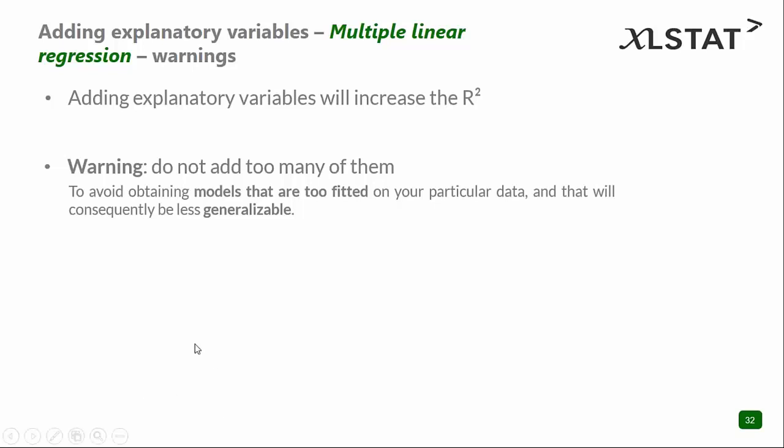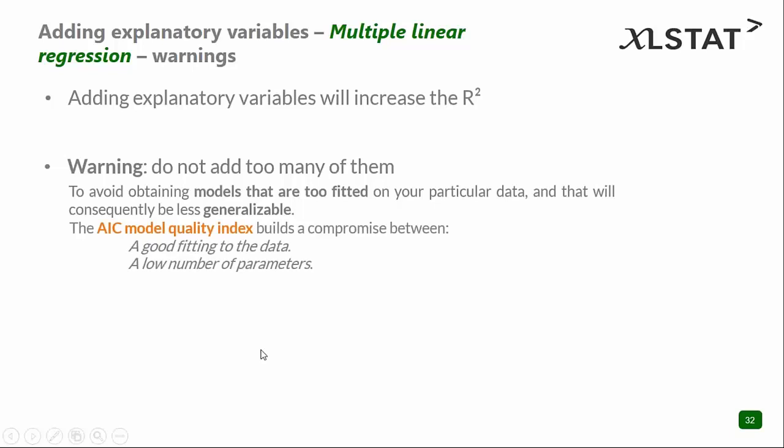Now, how can we control for this? You can use the AIC model quality index, which is a compromise between a good fit to the data and a low number of parameters. So you can always compute an AIC index out of your model to see a compromise between model fit and number of parameters. A good model, according to the AIC index, is a model that has a low number of parameters but that fits your data well.